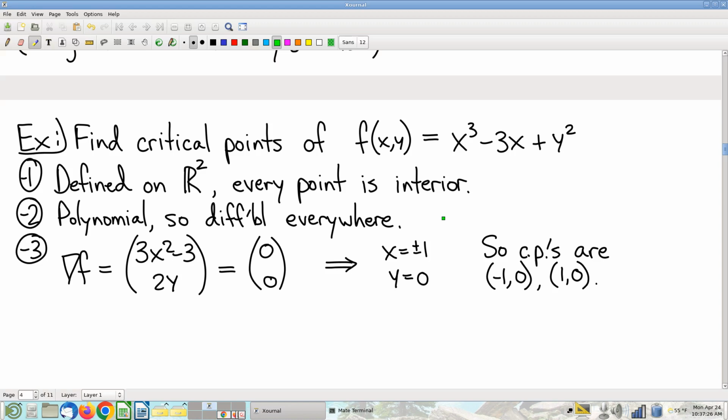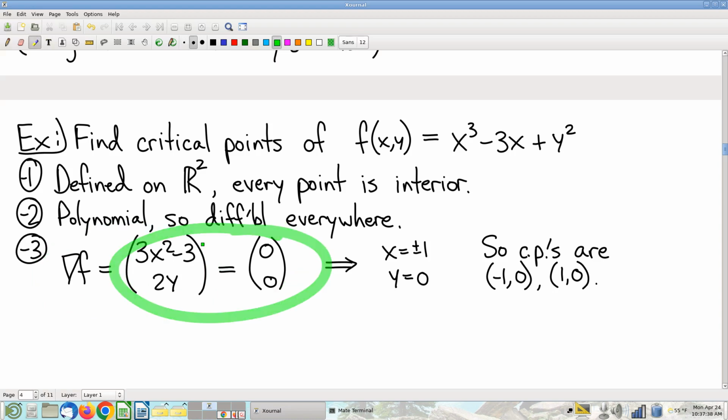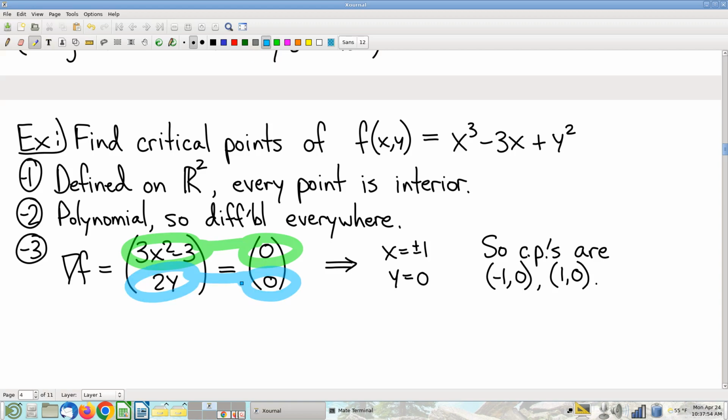So we've checked conditions 1 and 2. Now let's take the gradient. No problem. We set the gradient equal to 0. This results in a vector equation, which is easy to solve because when a vector is equal to another vector, what that means is that the corresponding coordinates are equal, just pairwise, right? So what I have here is just 2 scalar equations, right?